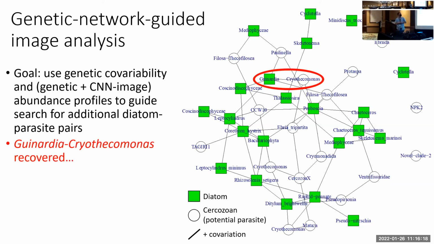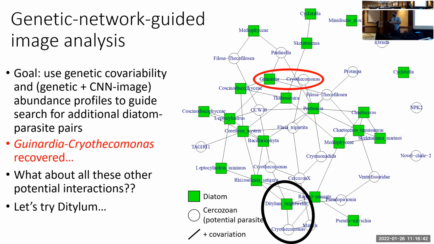I should have said these black lines indicate significant covariation between two species. You can see we recover a significant correlation between our model system, our Guinardia host and Cryothecomonas parasite. So that suggests this may provide a feasible path to do what we want to do. So we can try to look for other examples here.